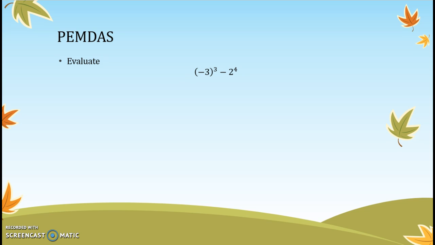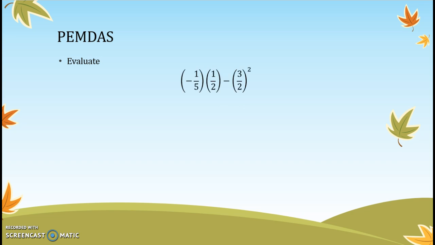Let's try negative 3 cubed minus 2 to the 4th power. Since they both are exponents, we can work them together. So negative 3 cubed is negative 3 times negative 3 times negative 3, giving us negative 27 minus 2 to the 4th, which is 16. And then negative 27 minus 16 is negative 43.